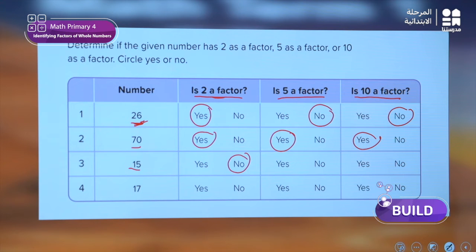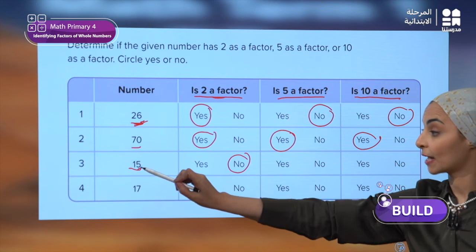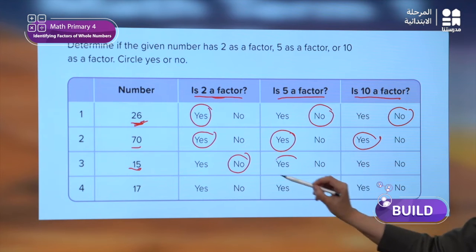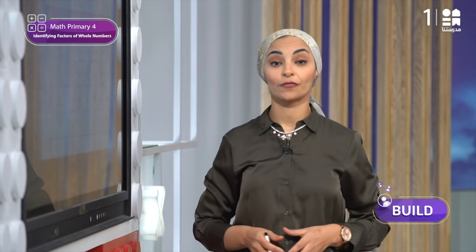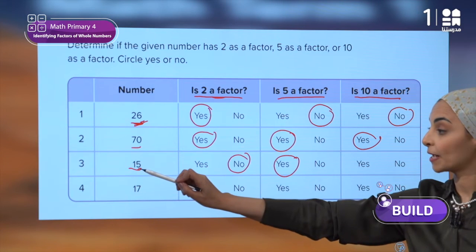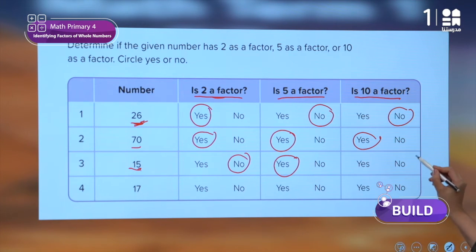What about 5? Yes, 15's ones place is 5. So 5 is a factor of it. Well, what about 10? 10 is not a factor of 15. Why? Because in the ones place I don't have 0. So 10 is not a factor of 15.